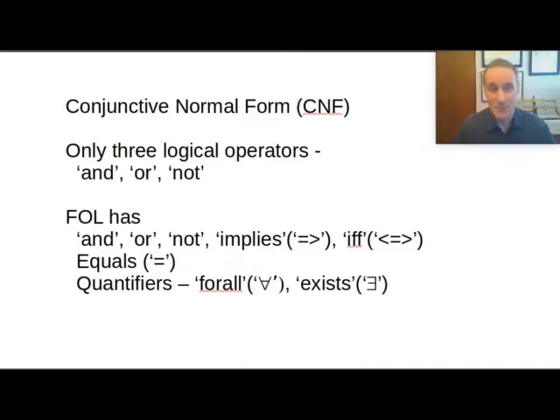So conjunctive normal form. In conjunctive normal form, there are only three logical operators: and, or, and not. But traditionally, first-order logic has not only those three, but it also has implication, which is a sort of if statement, as one way to read it. If A then B is the same as A implies B. We also have if and only if, IFF, which can also be expressed in some syntaxes as a double arrow. In SUO-KIF, we use the single arrow and the double arrow for implies and if and only if. And I also mentioned equality. That's a pretty important thing to have, as well as quantifiers.